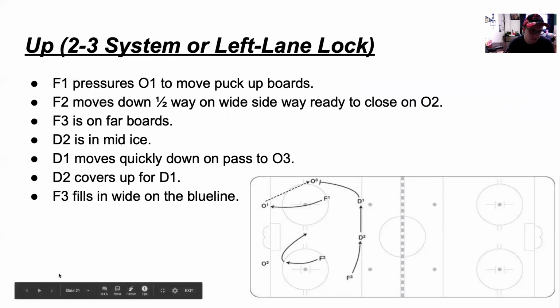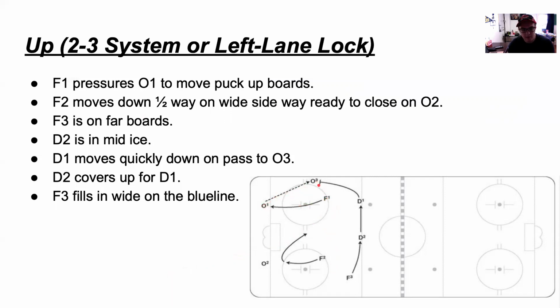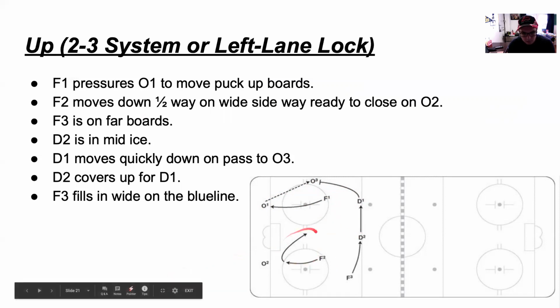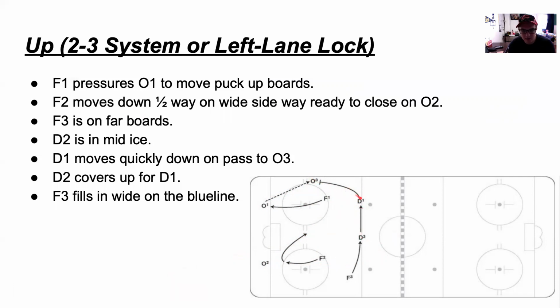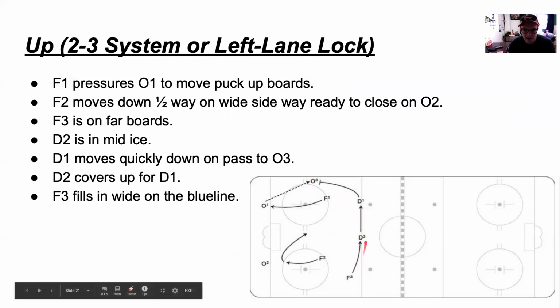So I'll explain this, okay? So F1 is pressuring O1, okay, who's going to move the puck up the boards to O3. So once that pass is made, D1's going to have to come in and pressure. Then, okay, F2 is going to move down up to the high slot, okay? Ready to close in on O2, who's going to be over here, okay? Then once D1 comes in, D2 is going to have to come in and play this position, and F3 is going to have to come play the middle position here, where D2 is.